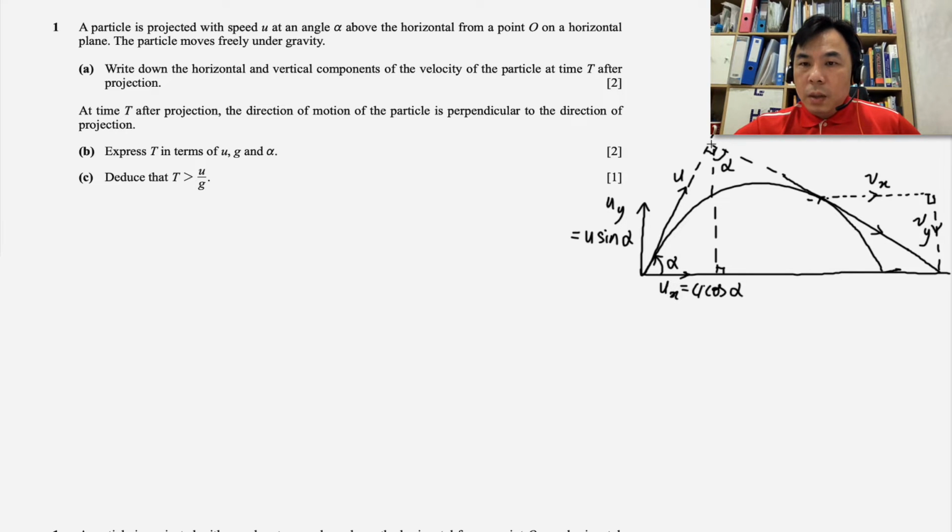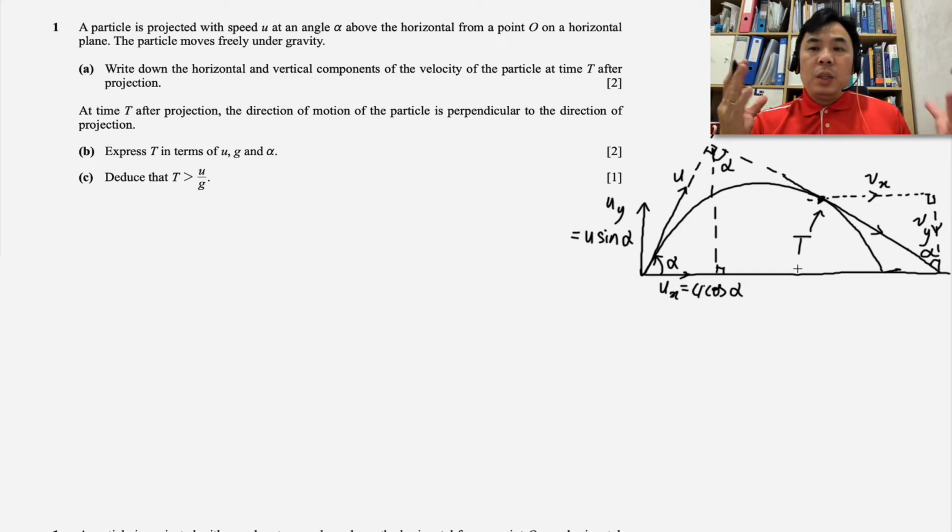Because this is 90 degrees, and these two lines, this line and this line, are both parallel, this must be alpha. I hope you can see that quite clearly. This alpha and this alpha must be the same. That is the most important part. This is the point where the particle is at time t.